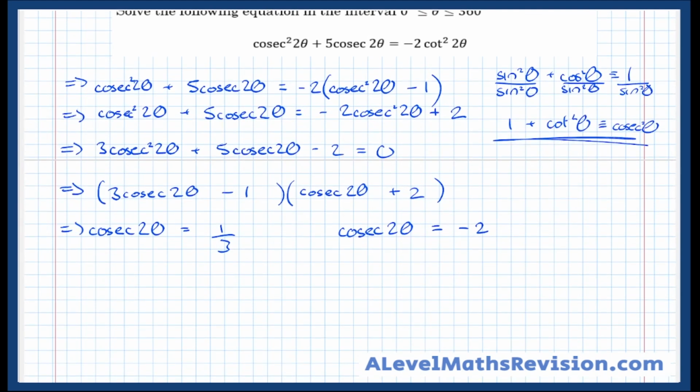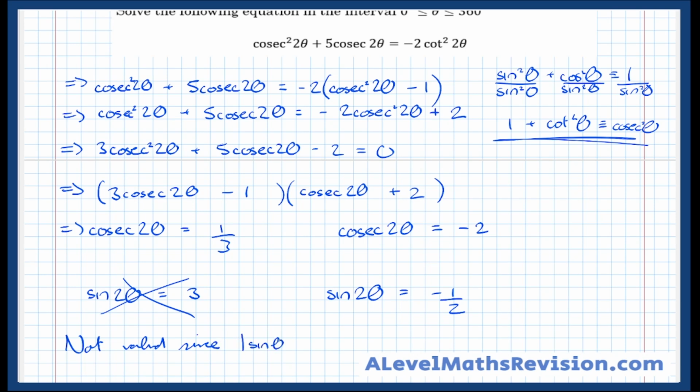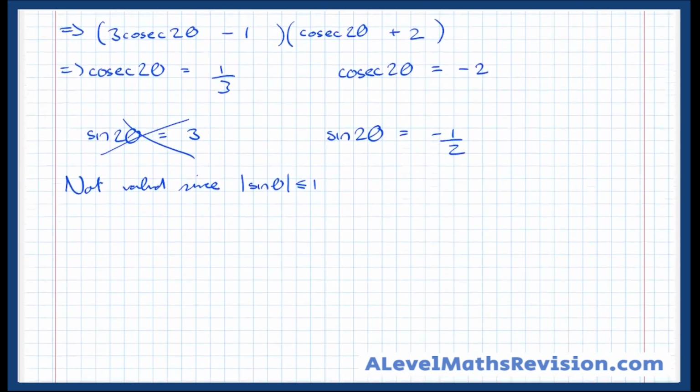And then solving it, or rather in order to solve it, we need to get it in terms of sine now. So the reciprocal is sine of 2 theta equals 3. And this one, find the reciprocal of both sides. We get sine of 2 theta equals minus 1/2. This one is not valid, since the modulus of sine theta must always be less than or equal to 1. So when you discard an answer, always say why you're discarding it.